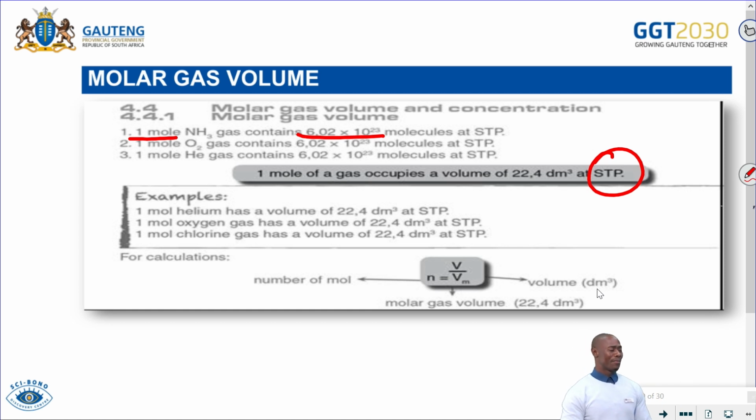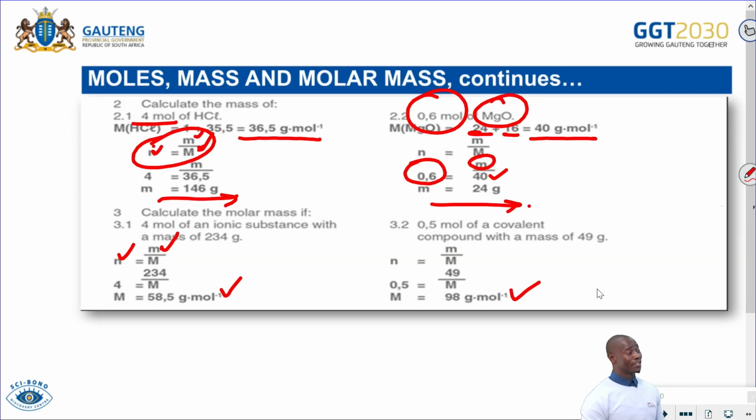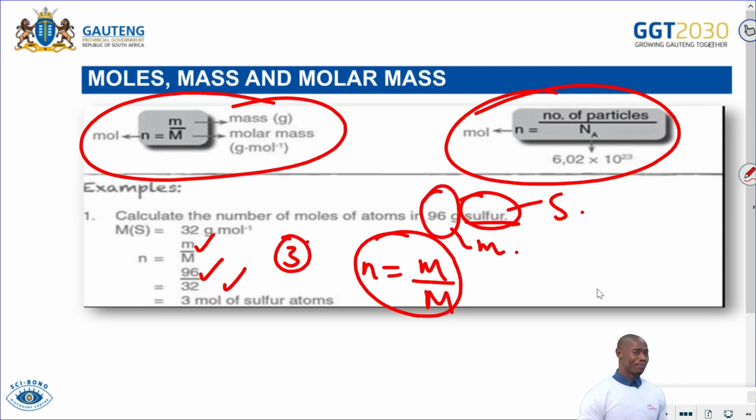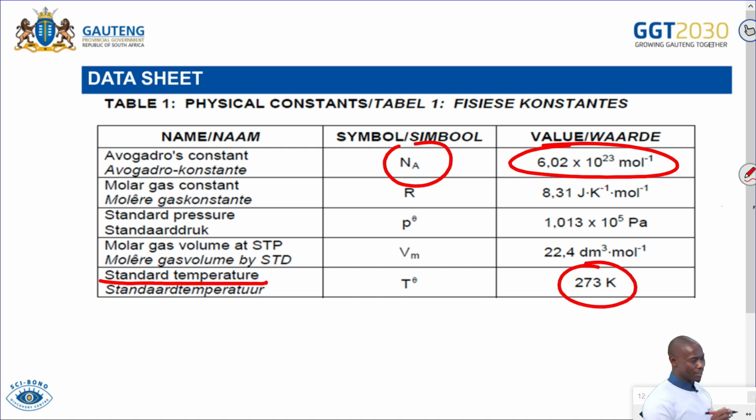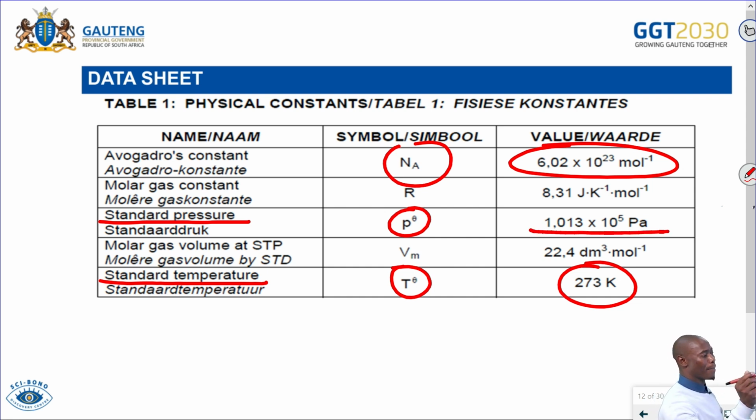So what is the standard temperature, right? Let's check from the table of constants. Standard temperature, what is the value of standard temperature? It's 273 Kelvin, okay? And then what is the value of standard pressure? This is the symbol for standard pressure. What is the value of standard pressure? It is 1.013 times 10 to the power 5 pascals, which is the same as 101.3 kilopascals, right?